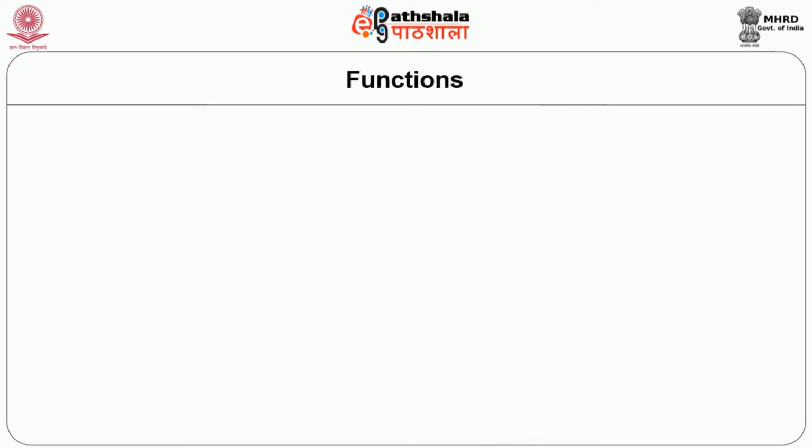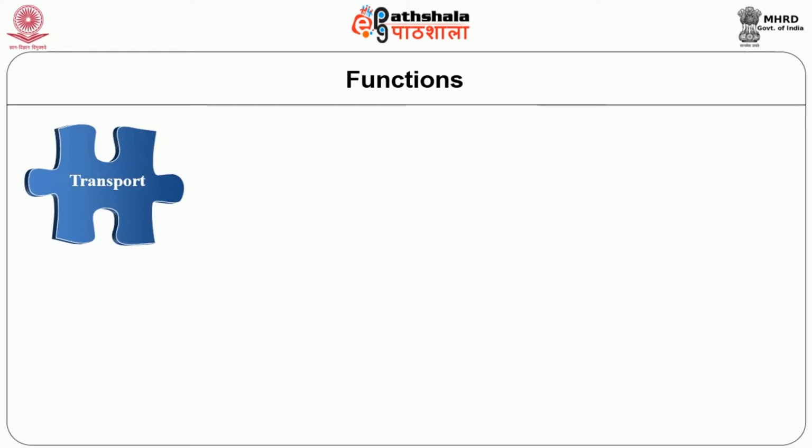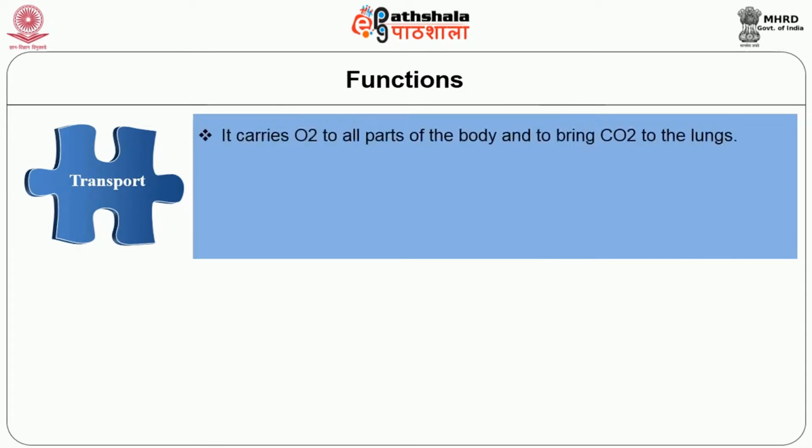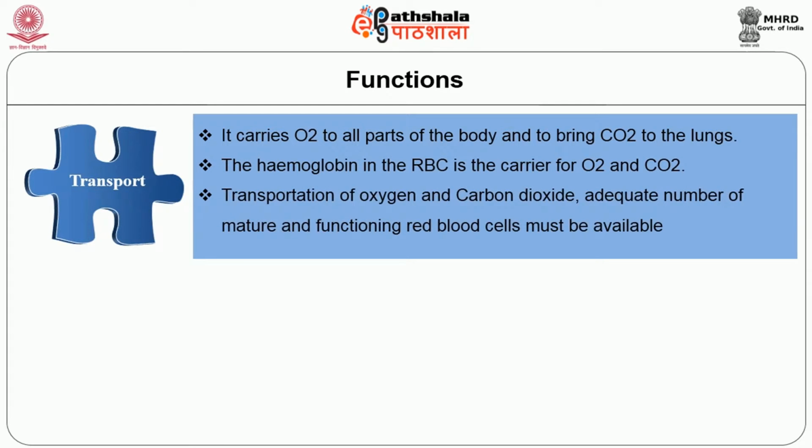Now coming to the functions of RBCs. The first function is once again transport. The main function of RBC is to carry the oxygen to all parts of the body and to bring back the carbon dioxide to the lungs. The hemoglobin in the RBC is the carrier of oxygen and carbon dioxide. For the transportation of oxygen and carbon dioxide, adequate number of mature and functioning red blood cells must be available. RBC must also contain the appropriate amount of hemoglobin to carry out this function.